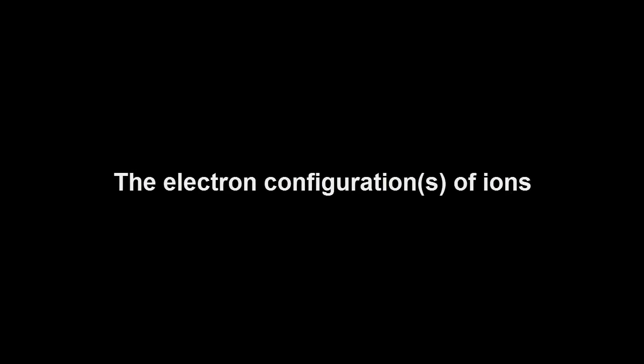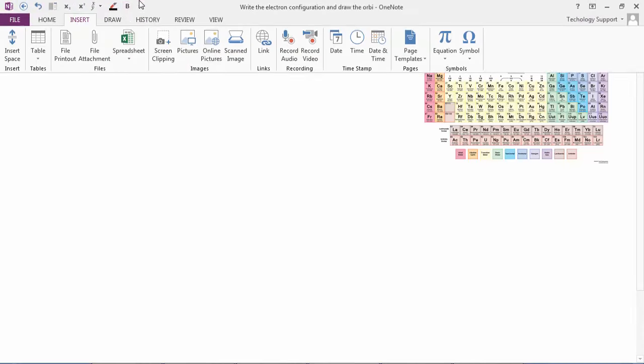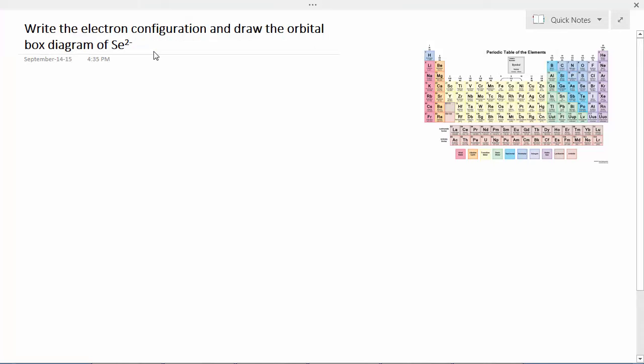Let's have a look at the electron configuration of ions. So we're going to start this by picking something deep within the periodic table. Let's have a look at selenium 2-. This would be selenide. So we're going to write the electron configuration and draw the orbital box diagrams of Se2-.